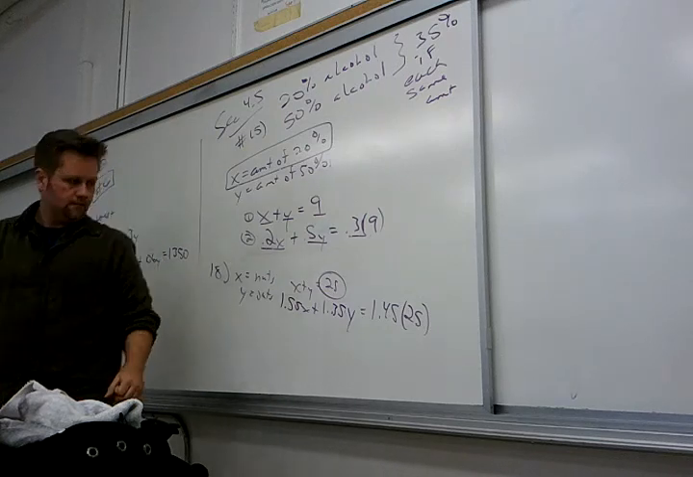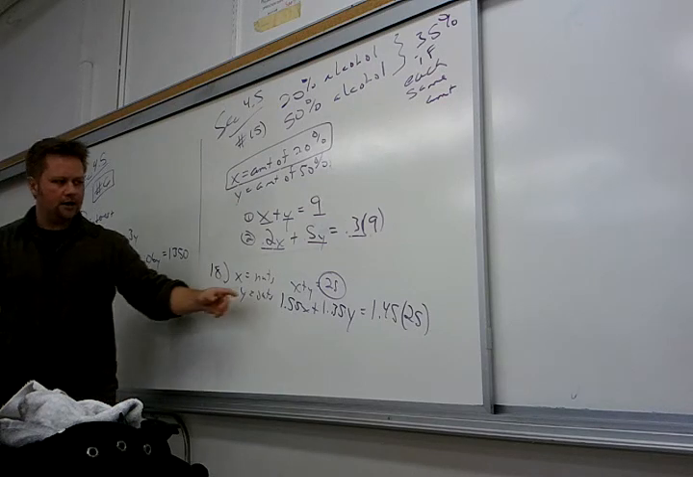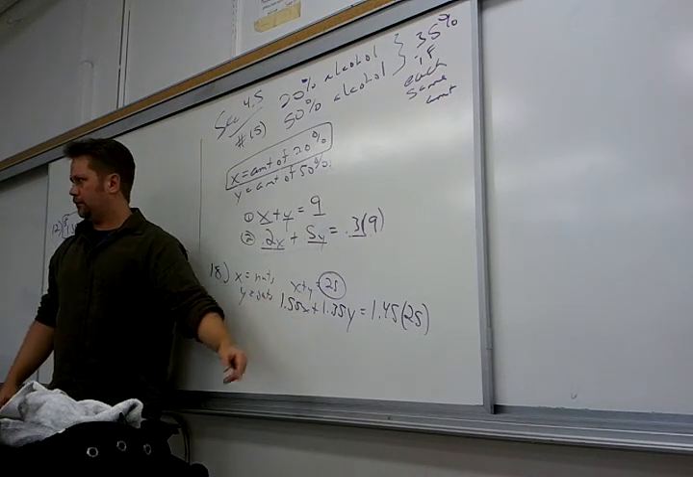So on the first one, to eliminate X, you put a negative 155. Then eliminate that. Now you can do substitution, you can do elimination, whatever you want to do.